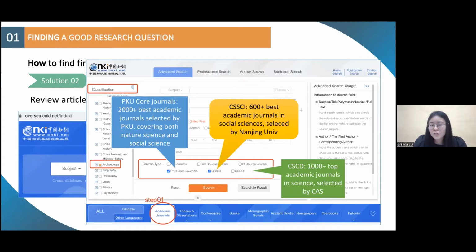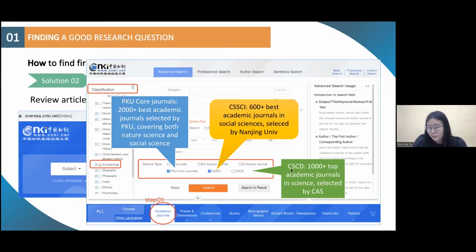Well, PKU core journals refers to more than 2,000 top academic journals selected by Peking University, and the list covers journals from both natural sciences and social sciences. CSSCI contains more than 600 best academic journals in social sciences, selected by Nanjing University, and it covers only social sciences, with natural sciences excluded.